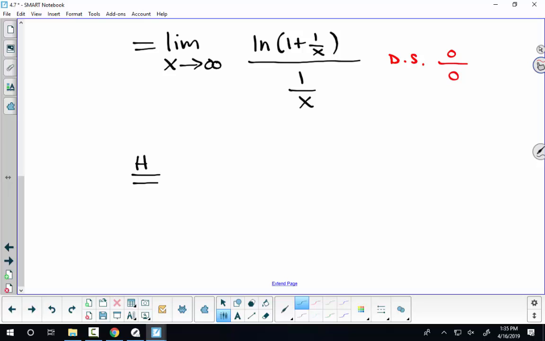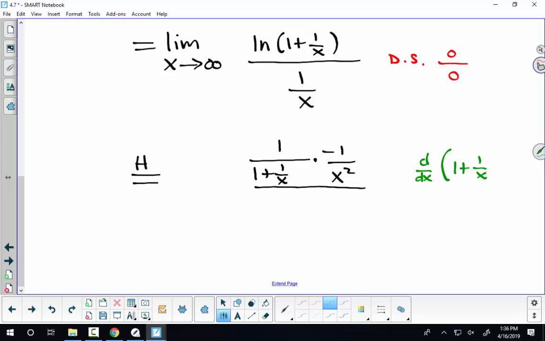The outer function is the natural log. So when we take the derivative, we have 1 over the argument times the derivative of the argument, which is -1 over x squared, taking the derivative of 1 plus 1 over x. Okay, are there any questions on that?